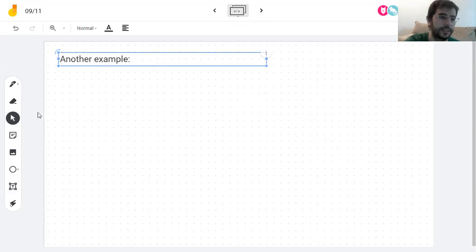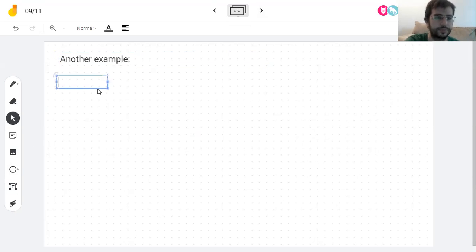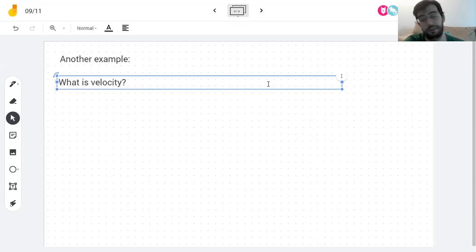This is the example I asked you on the first day of class. What is velocity? Maybe it's a calculus before. Maybe this seems like the same question to you, but in principle, it's a very different question. One has to do with moving and time, and the other has nothing to do with moving or time. It has to do with shapes.